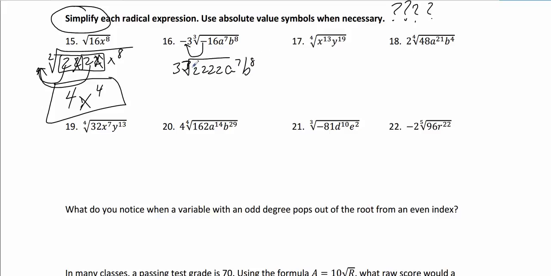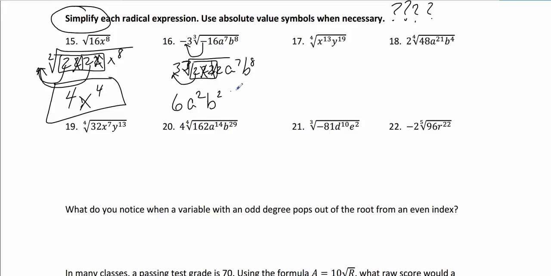So I need groups of 3. Here we go, groups of 3. Within the group, what happens? 1 pops out. The other ones kind of go in the trash. We just throw them away. We don't care about them. So the 2 popped out with the 3 became a 6. Now, how many times does 3 go into 7? Twice, right? How many times does 3 go into 8? Twice. So b to the 2 as well.